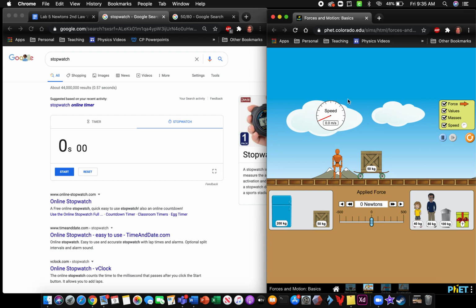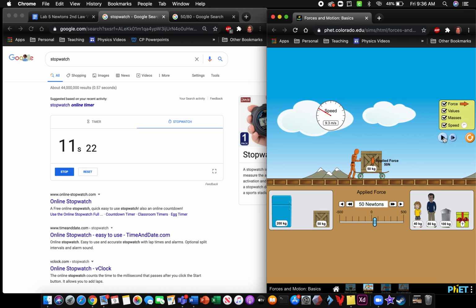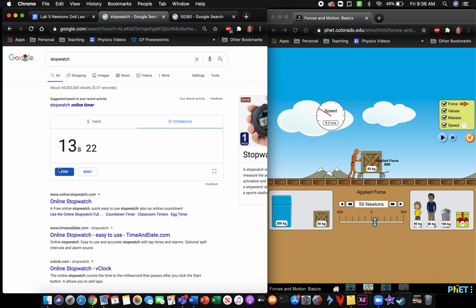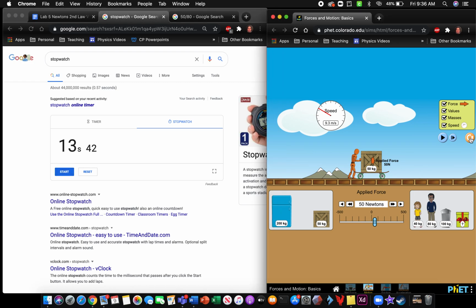Okay, and we're going to keep an eye on the speedometer right here. I'm going to press start on our timer first, then I'm going to press go. All right, so after approximately 10 seconds, we're going to press pause. All right, so this is 50 newtons. It's been 10 seconds roughly. All right, so 9.3 meters per second. Remember that, 9.3 meters per second. That was a force of 50 newtons on our box.